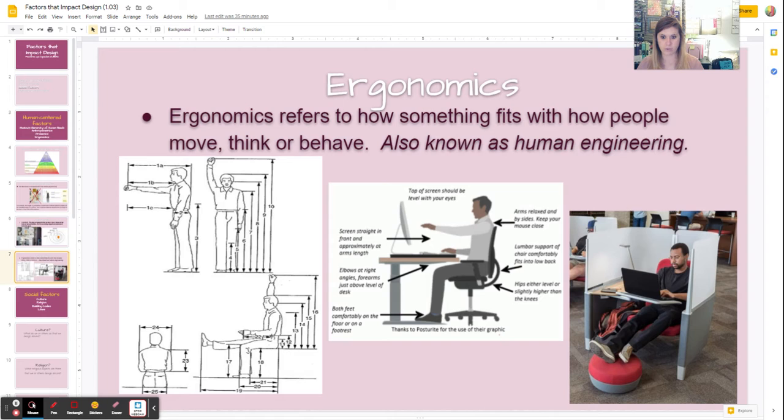Elbows at right angles, forearms just above level of desk. Yeah, that's true. If I wasn't sitting on this pillow, though, my arms would be pretty bendy. And screen straight in front and approximately at arm's length. That's about 6 inches past my arm, but that guy in the picture, his screen's past his arm, so I'm pretty close to that guy in the picture. So just think about that. If you have a desktop computer at home, question that. Is it like that? Where is your Chromebook right now in relation to where you're sitting in my room?